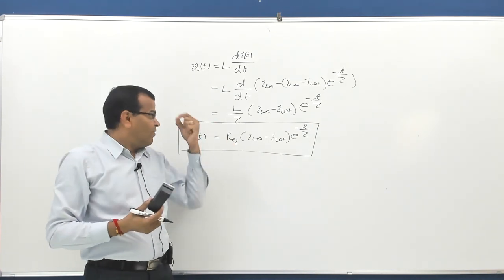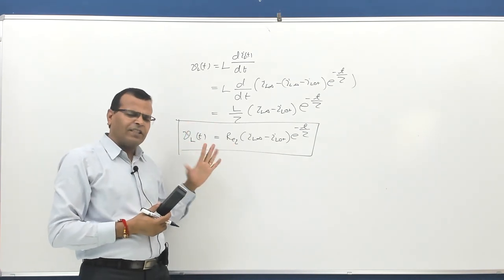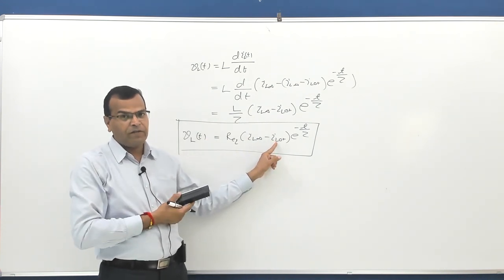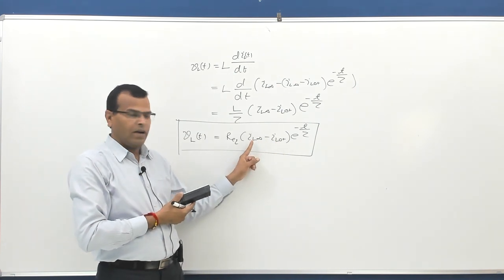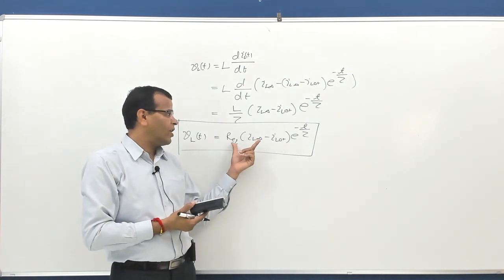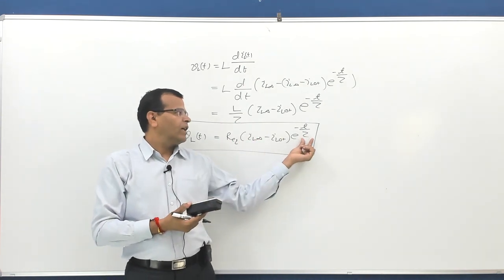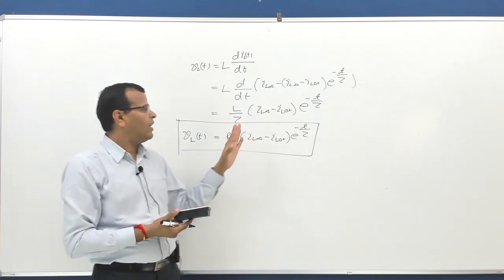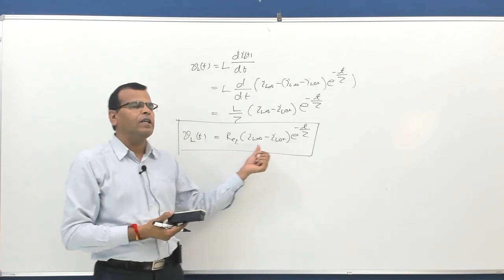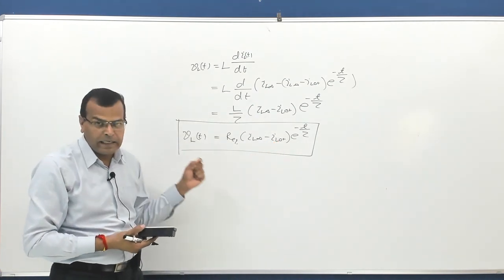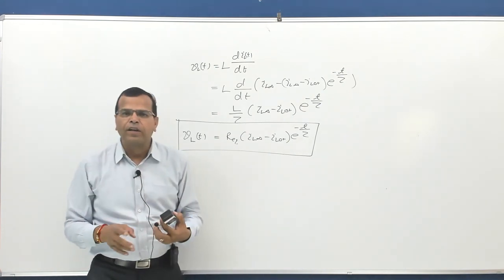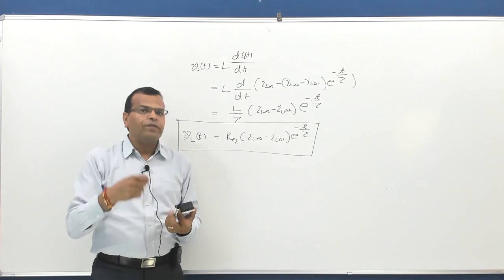Again, for calculating VL(t) in any circuit, I have to find out IL 0 plus. The procedure we have already seen in the previous example. IL infinity, the procedure we have already seen. The tau, R equivalent. R equivalent is of course calculated for calculation of tau itself. So again, by calculating the three parameters R equivalent, IL infinity, IL 0 plus, I can find the voltage across the inductor as well.